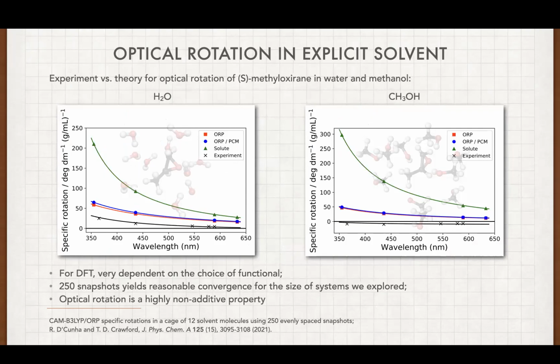For the size of the system, we were forced to use density functional theory for this, and the results are highly dependent on the choice of functional, not necessarily a surprise. But you can see, for example, this is for methyloxirane surrounded by explicit water molecules, where if we just take the solute alone, we're quite a distance away from experiment. But with explicit solvation, surrounded by, say, 10 to 12 water molecules, we move significantly closer to the experiment. I still don't think it's good enough, but it's a lot better.